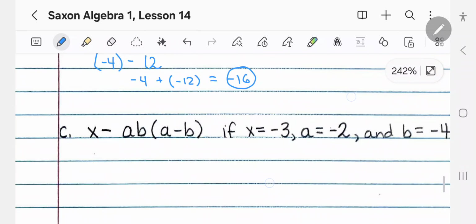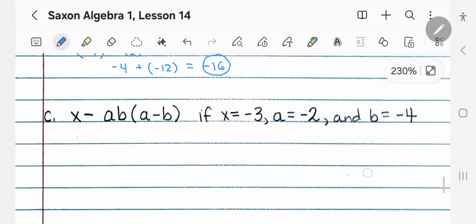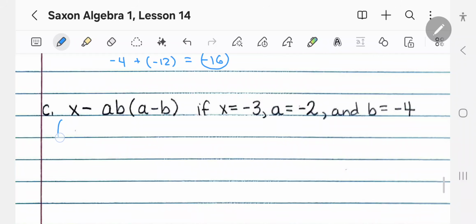C. X is -3 minus A is -2. B is -4. And then A is -2 minus B is -4. Watch that minus a negative there. And I'm going to replace these parentheses with brackets.